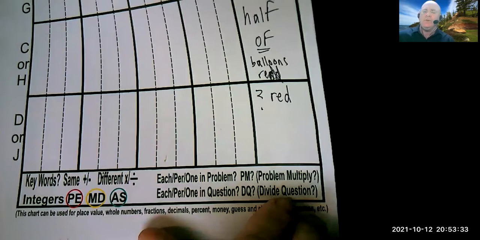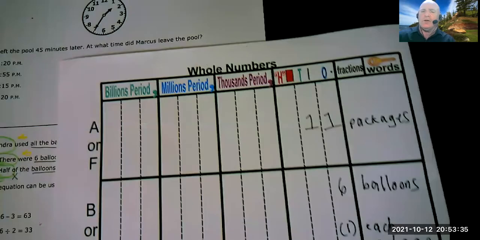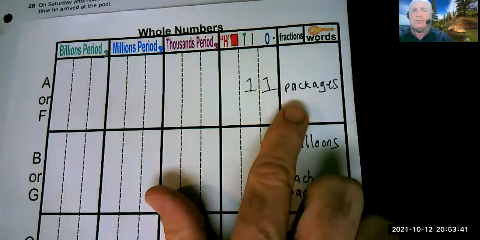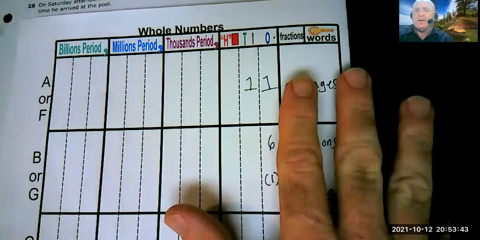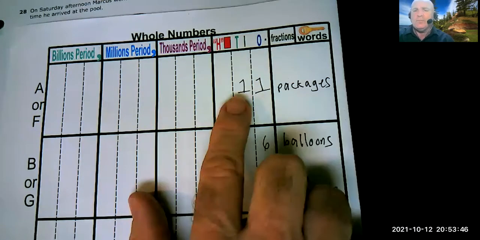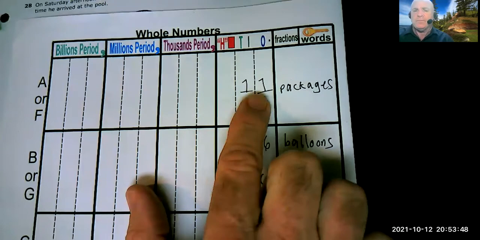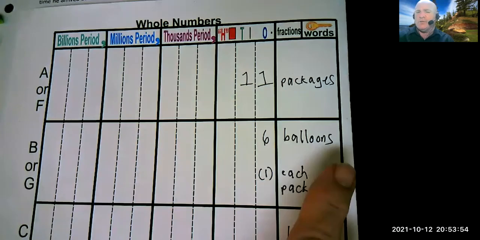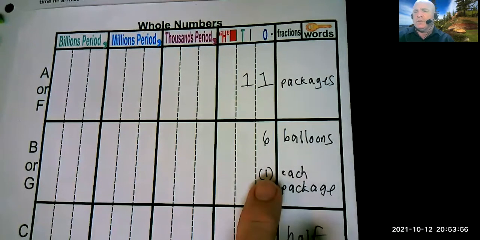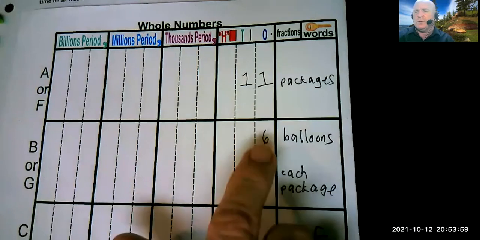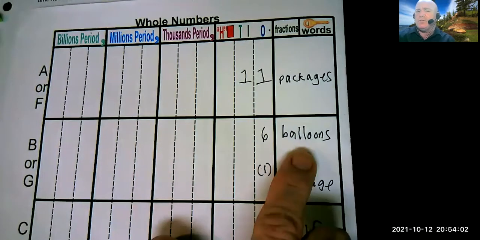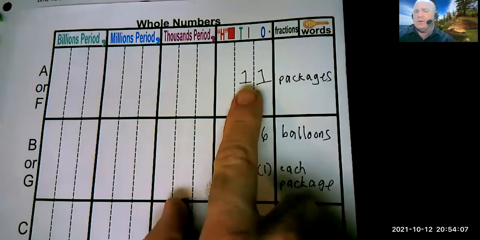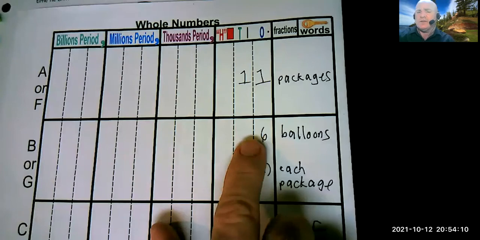Okay. We're going to have to do both because if you notice on my mathematics chart, I have a place value chart. And I'm going to lay out the numbers for you. 11 was our number. Packages was our keyword. 6 balloons in each package. So for every single one of those packages, there's 6 balloons. Okay. So since each is in the problem, we would multiply 11 times 6 to get our product of 66.